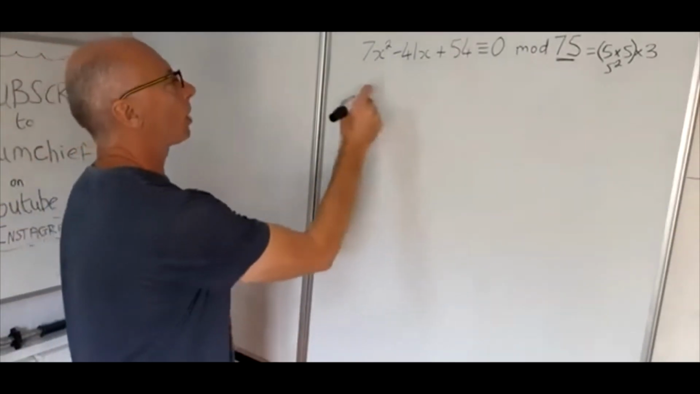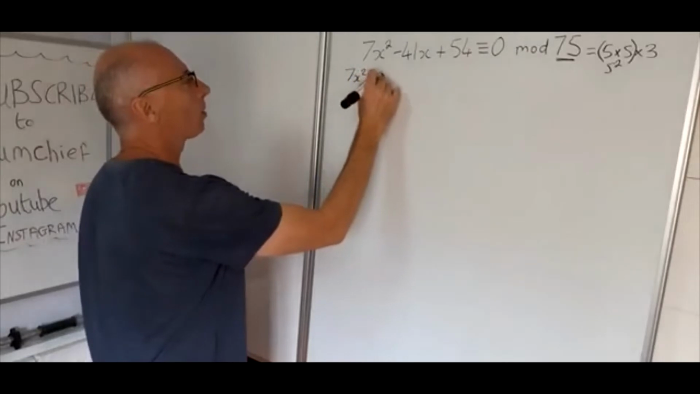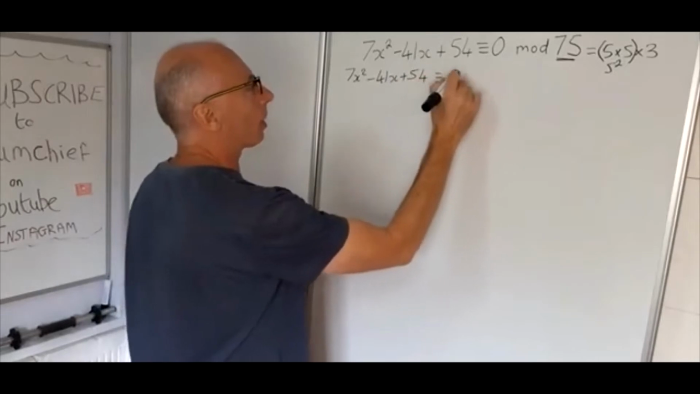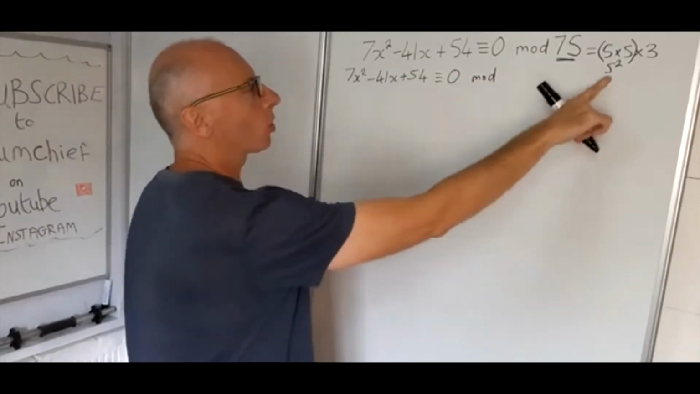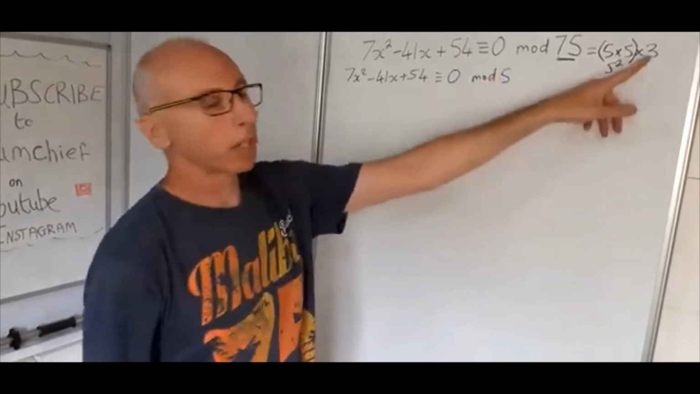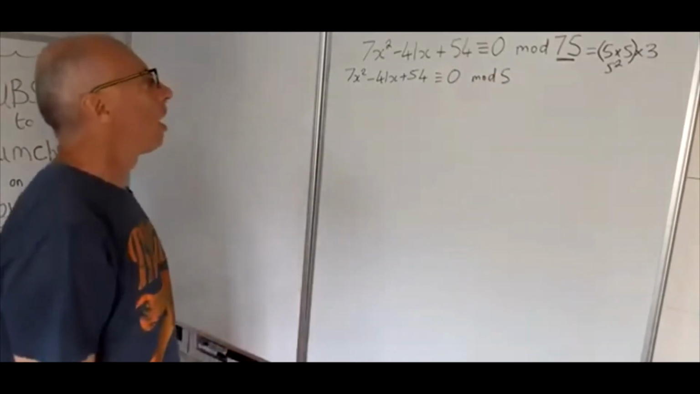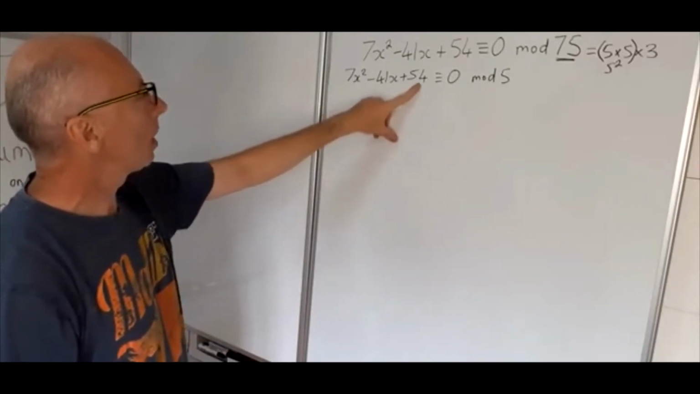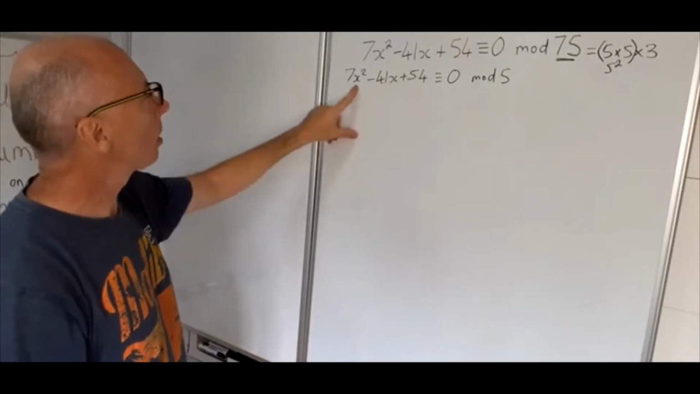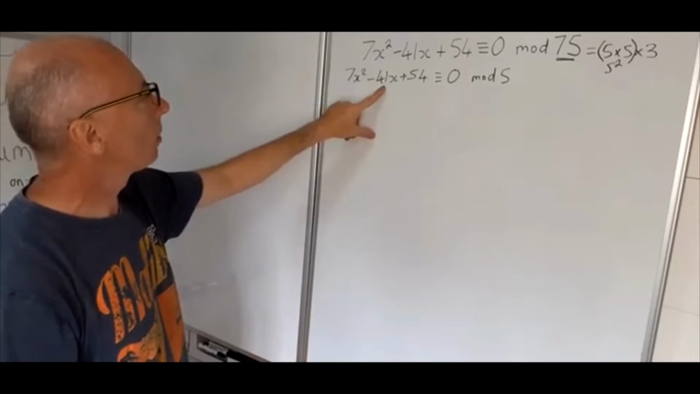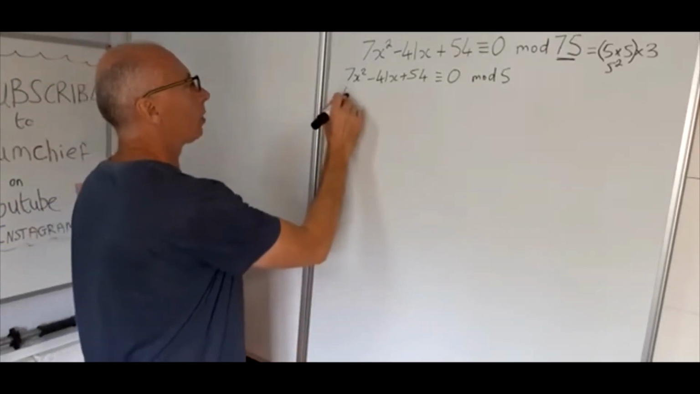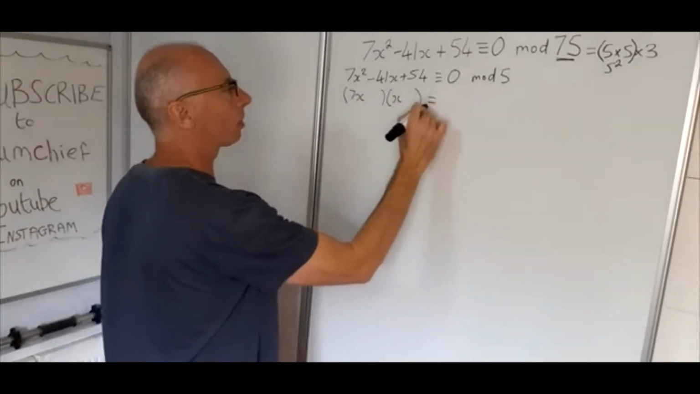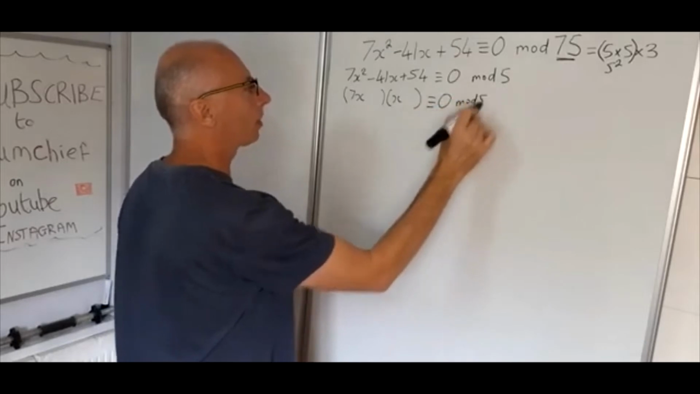First of all, we write this equation: 7x squared minus 41x plus 54 is congruent to 0, and then we just do the mod 5. We'll come to mod 3 in a minute. That's going to be the easier part. Now this we can see is factorable. So 27 and 2 will be factors of 54. 2 7s are 14, so 27 and 14 is 41. So we write this down as 7x and x is congruent with 0 mod 5.